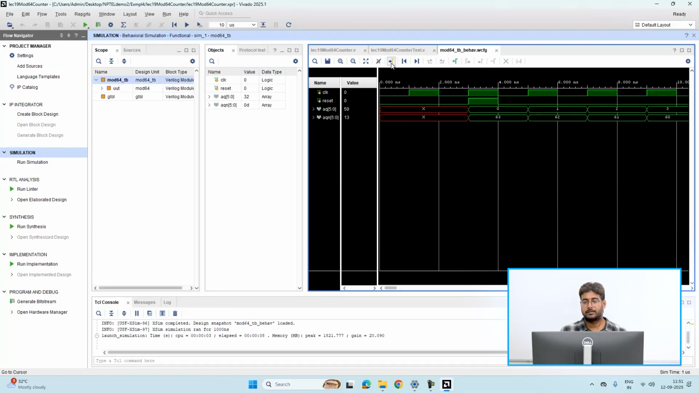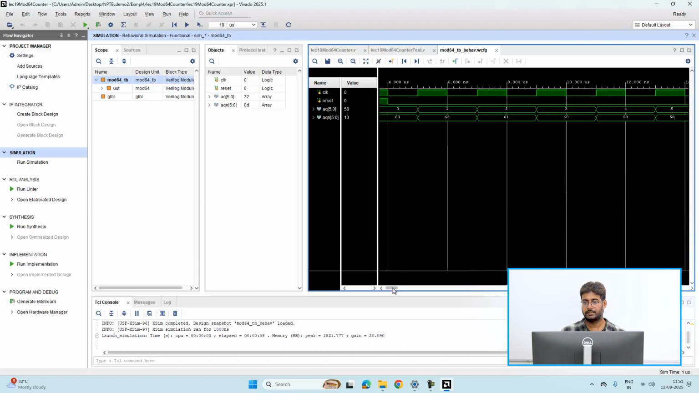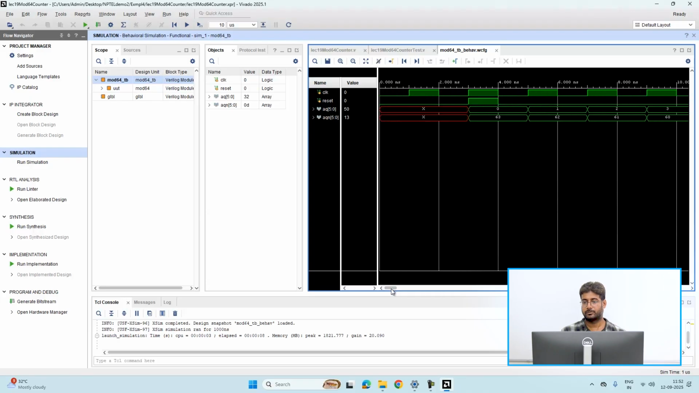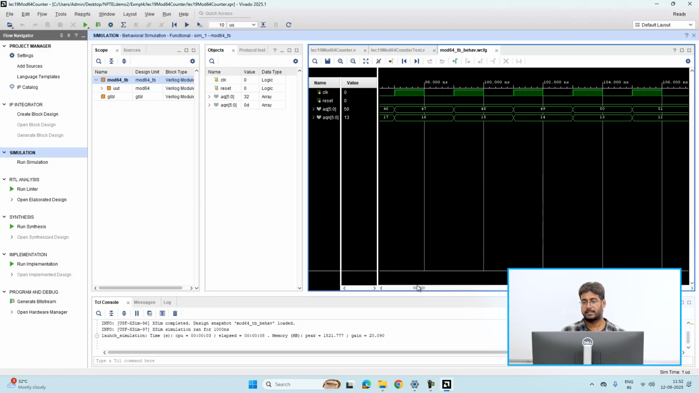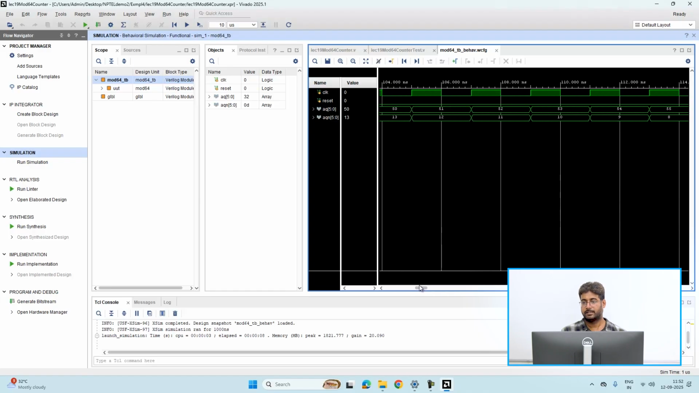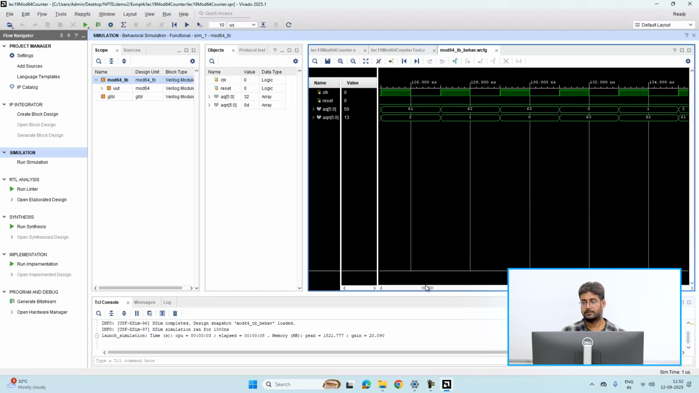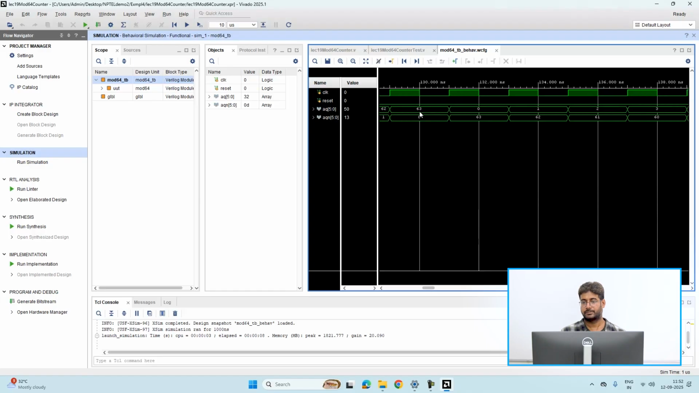So as it is a mod 64 counter, it would have 64 different states, starting from 0. At every positive edge of clock, the state will change. It will go to the next state. Starting from 0, it will go up to 63. It is moving to the next state at every positive edge of clock, and we'll scroll it and see, it went up to 63.